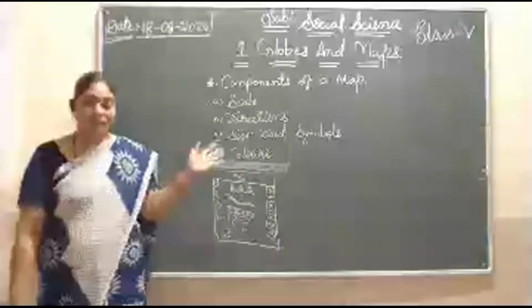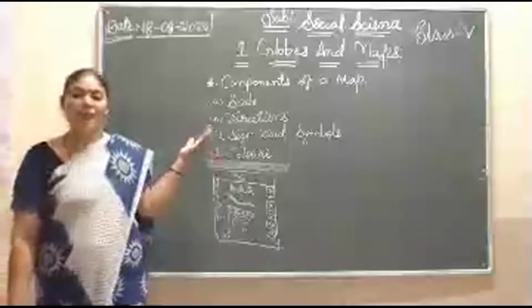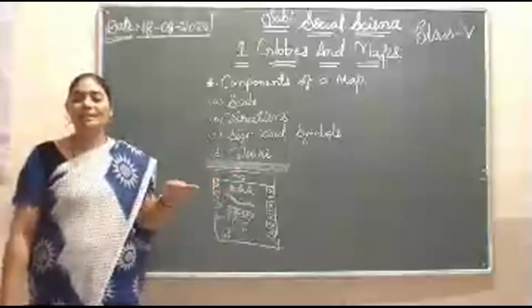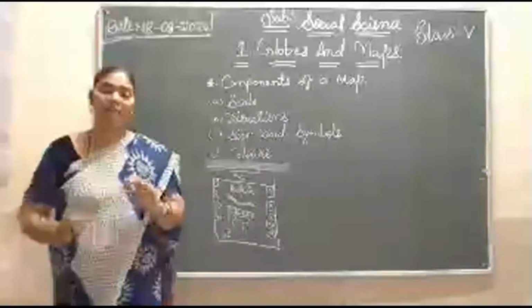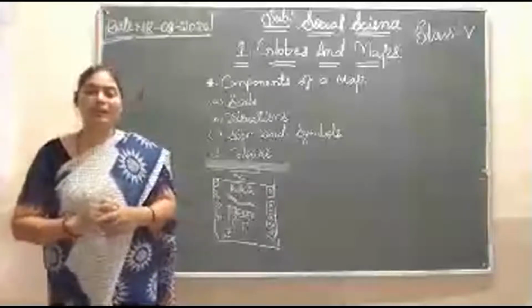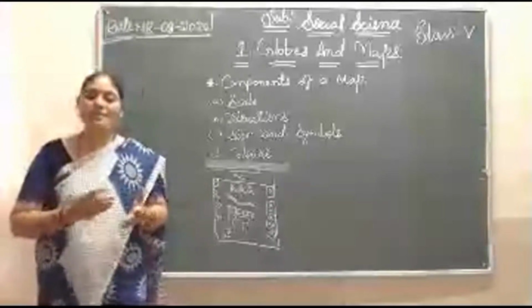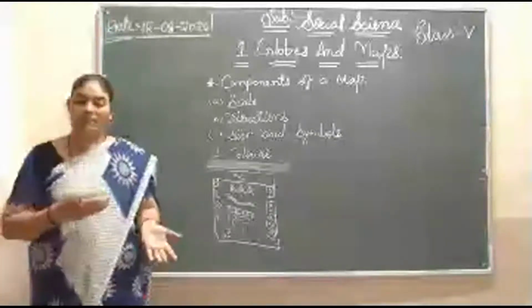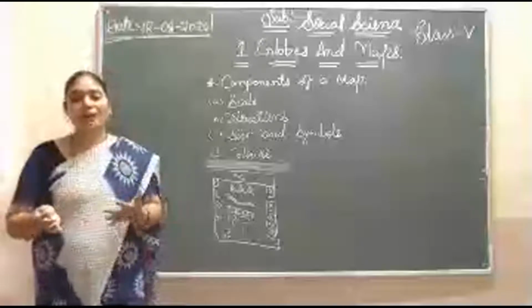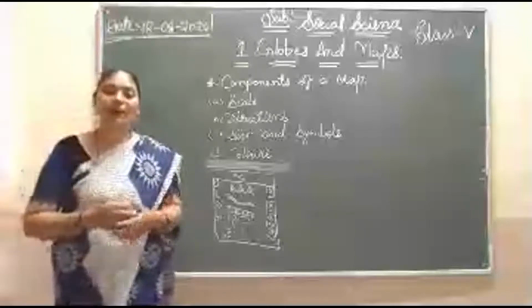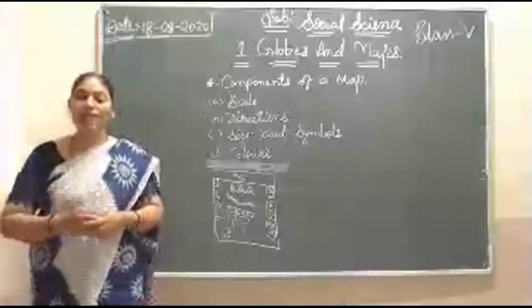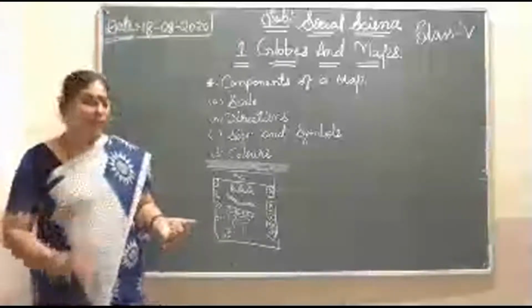Once again, I am telling you about the political map, the physical map, and the thematic map. These are the 3 types of maps. In a political map, we see only the boundaries of countries, cities or states. In a physical map, we see rivers, forests, mountains, plateaus and plains, all of which we can see nicely. In a thematic map, we see the climate and other things.